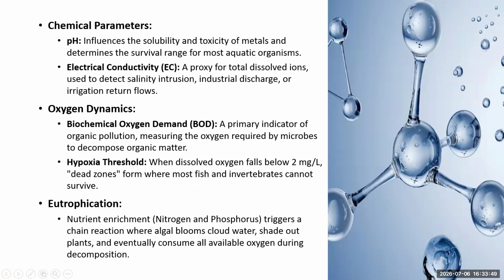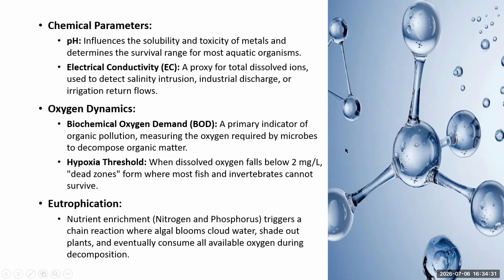Then you learned about pH. The pH of a water body affects how toxic certain substances become and whether aquatic organisms can survive in it or not. Then electrical conductivity gives us an idea of the amount of dissolved salts and ions in the water. Biochemical oxygen demand, the BOD, tells us how much oxygen microorganisms need to break down organic matter. Higher BOD usually means more pollution. If the dissolved oxygen drops below about 2 mg per liter, aquatic life struggles to survive, creating what we call dead zones. And finally, excess nutrients like nitrogen and phosphorus can cause eutrophication, leading to algal blooms and severe oxygen depletion.